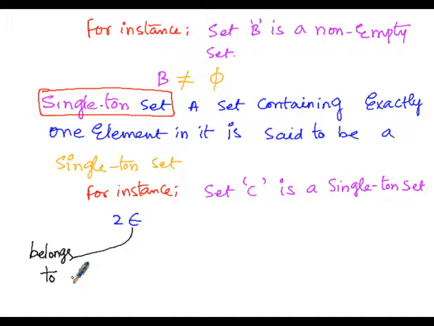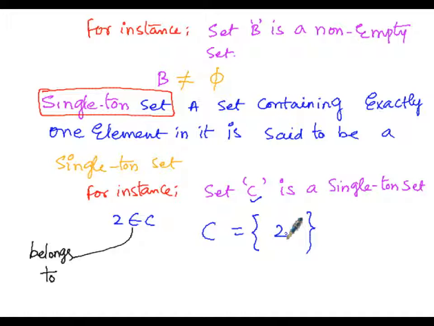So now 2 belongs to the set called C. We can write it as set C, denoted by the letter C, consisting of the element 2. Since a singleton consists of exactly one and only one element, here we assume the element present in the particular set C is 2. So 2 is the only element in set C, so it will come under the example of a singleton set.